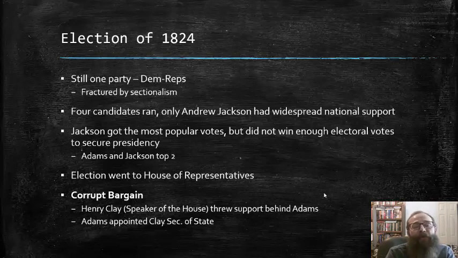The election ended up in the House of Representatives, where there was an incident that became known as the corrupt bargain. Henry Clay, who also was one of the four candidates that ran for president, but he was also Speaker of the House, threw his support behind John Quincy Adams, even though Jackson, again, remember, had won the majority of the popular vote. And in return, after his election, Adams appointed Clay Secretary of State, leading many to cry foul and claim that there was some sort of corrupt deal between Adams and Clay in exchange for this office.